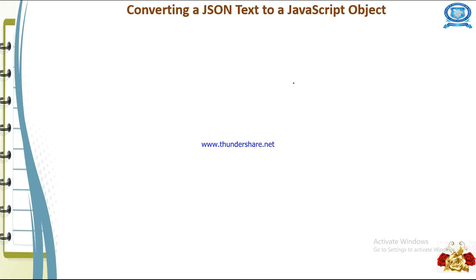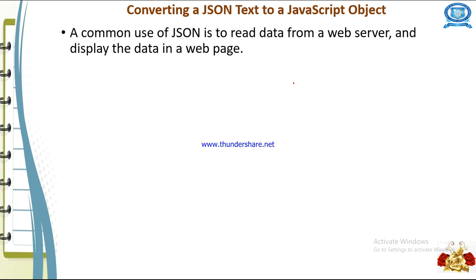So next under that subtopic, that is converting a JSON text to a JavaScript object. A common use of JSON is to read data from a web server and display the data in the web page. This is a common usage of JSON. The basic concept, the objective.